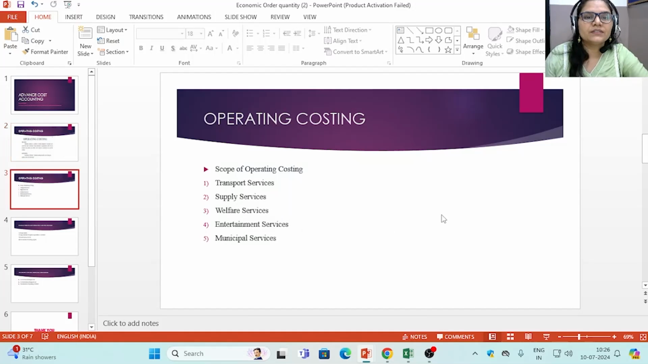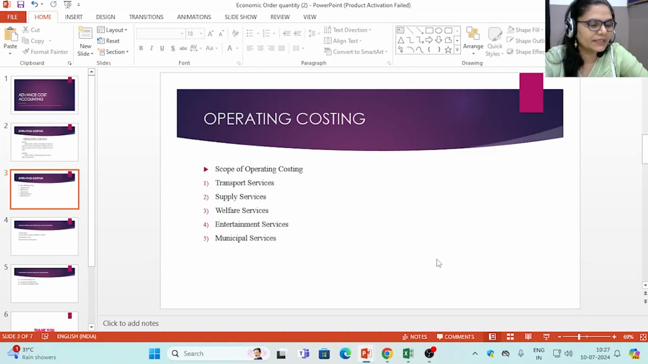Now next is the scope of operating costing. As we have already discussed, operating costing is simply the costing of services, and every aspect of service whatever we are providing is covered under operating costing, like transport services such as railway, trams, truck, air and marine transport, and supply services like gas, water, electricity. We talk about welfare services, like hospital, library, hostel, canteen, education, hotel, cafeteria, etc. These are all covered in welfare services.